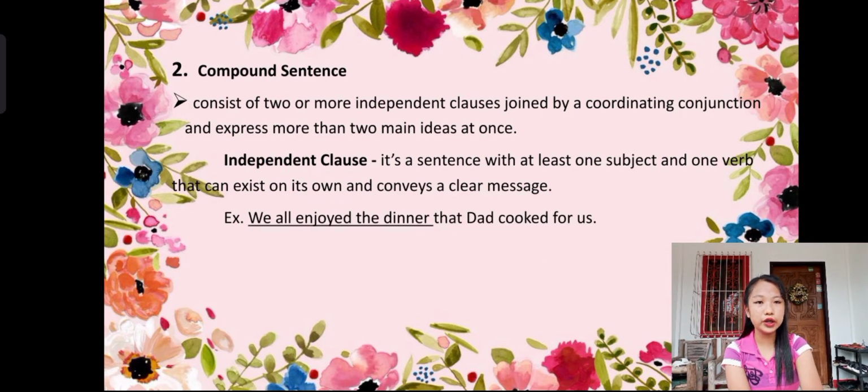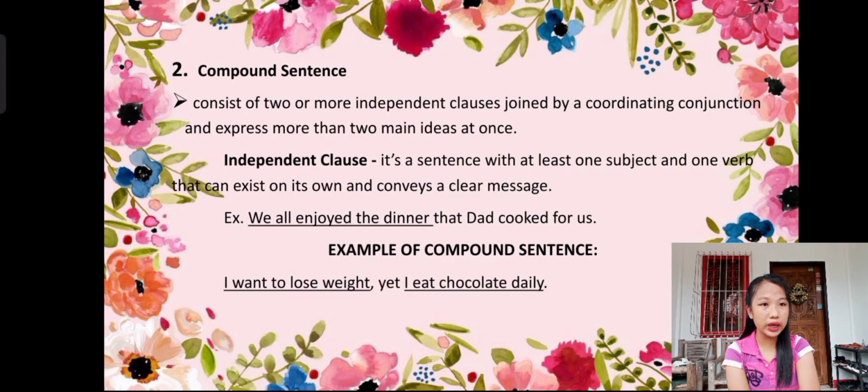We all enjoyed the dinner that Dad cooked for us. That sentence is an example of an independent clause: we all enjoyed the dinner. We have a subject, we, and a verb, enjoyed. So again, a compound sentence consists of two or more independent clauses joined by a coordinating conjunction. Let's have an example.